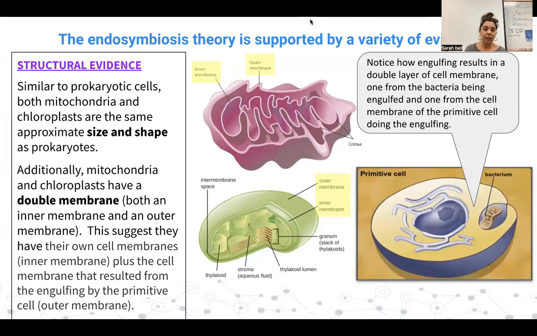This is the theory, at least, that the engulfed bacteria now has a double membrane around it, because as it was getting engulfed, it got put in a vesicle. So those are good two structural bits of evidence. Let's do one more.